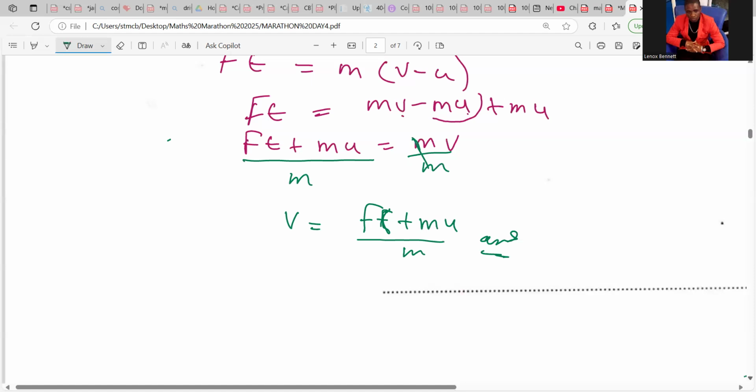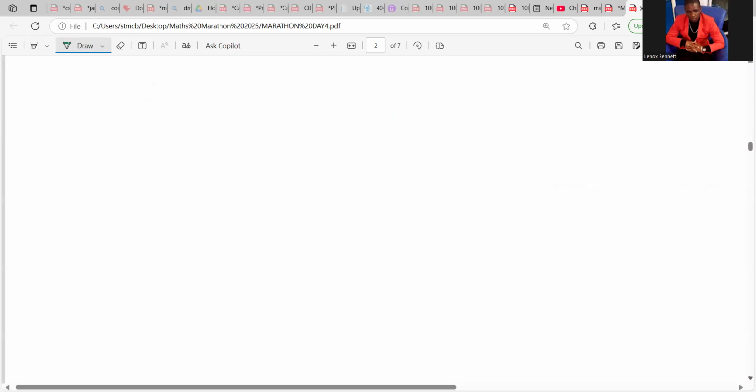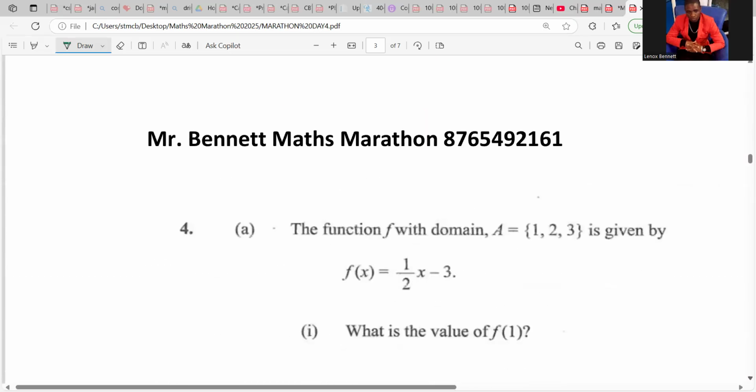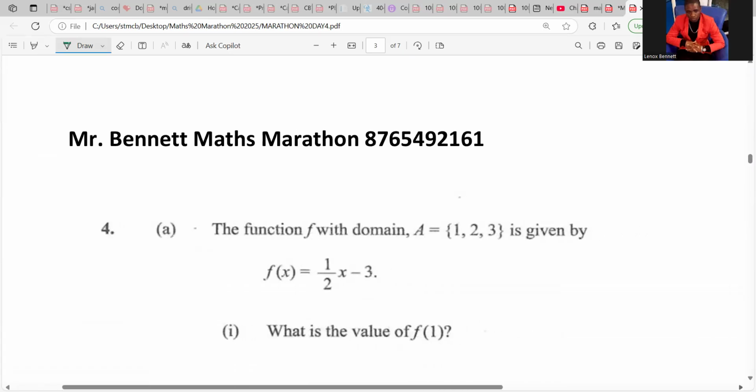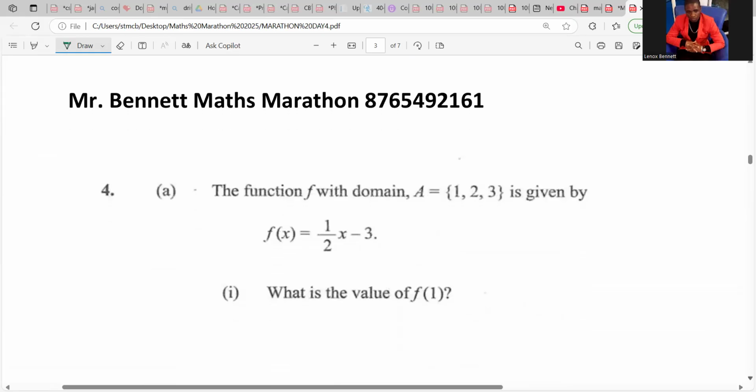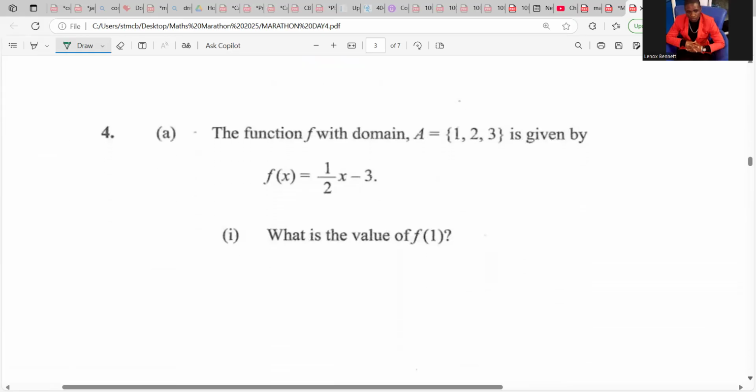And now we're going to be looking at one. This one created some problems, not this particular part, but the other part. So we're going to look at it. We're at number 4, it's a function. Everybody must know functions if you're part of Mr. YouTube channel. The function f with the domain A = {1, 2, 3} is given by f(x) = half x minus 3. Find the value of f(1).